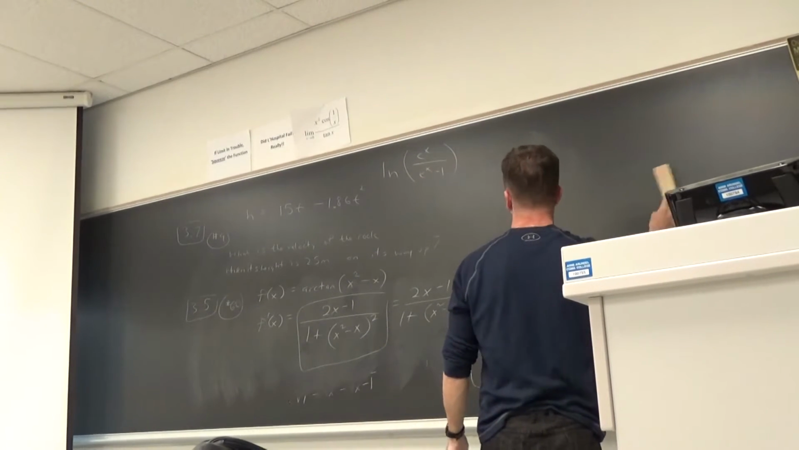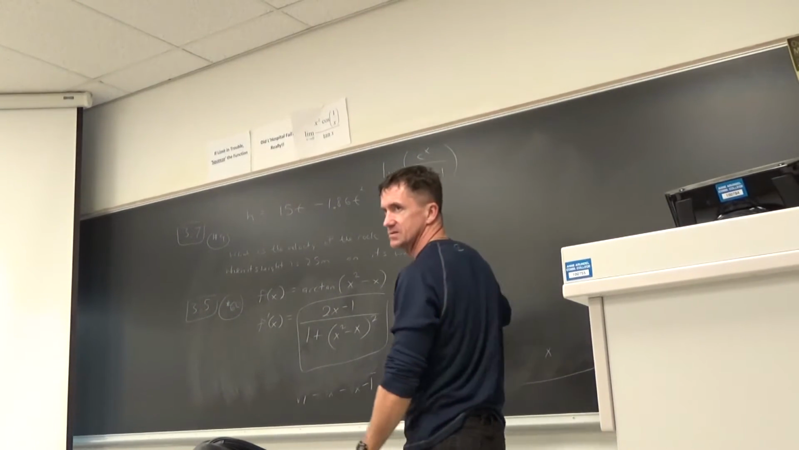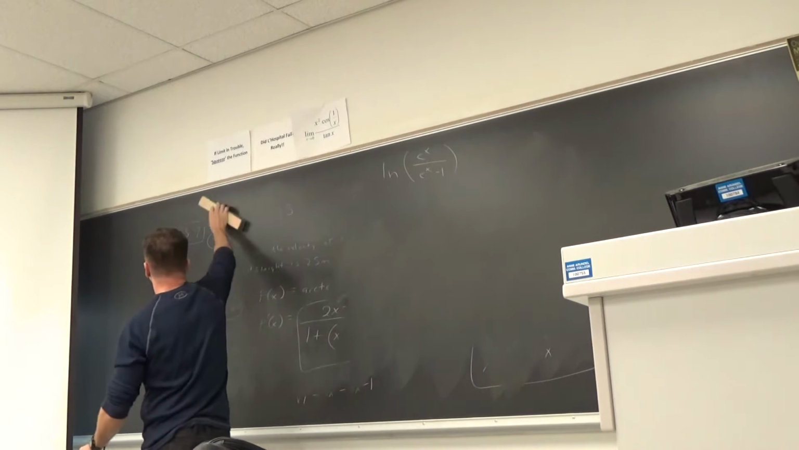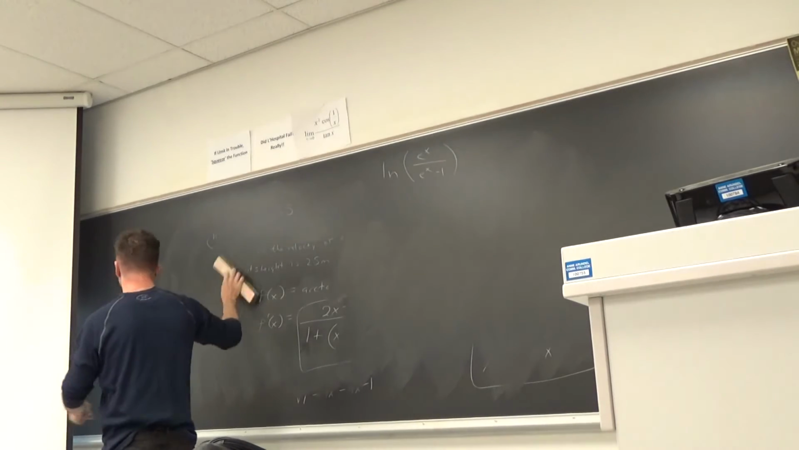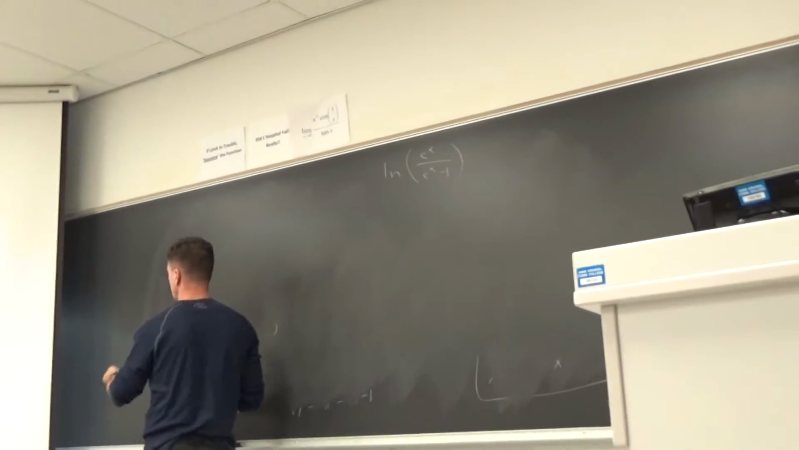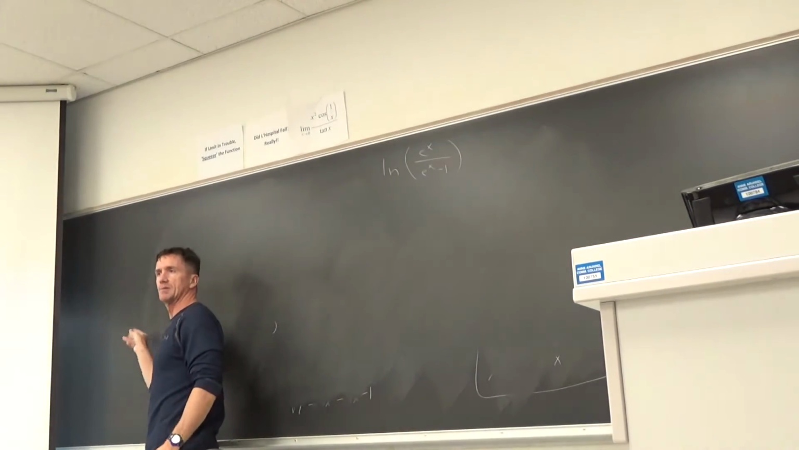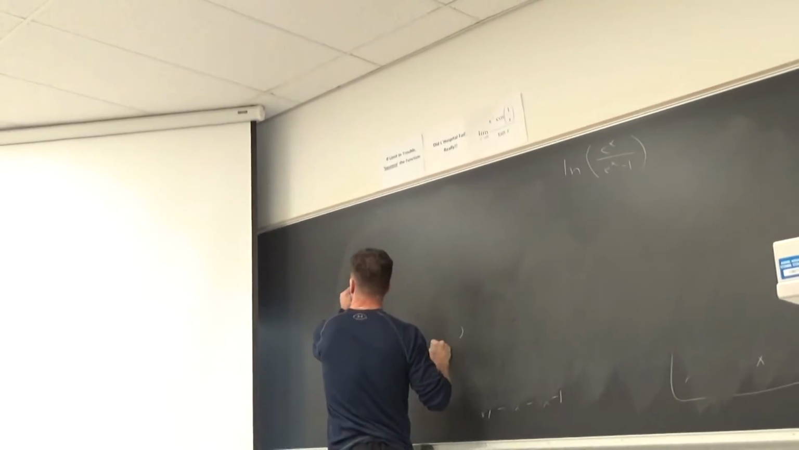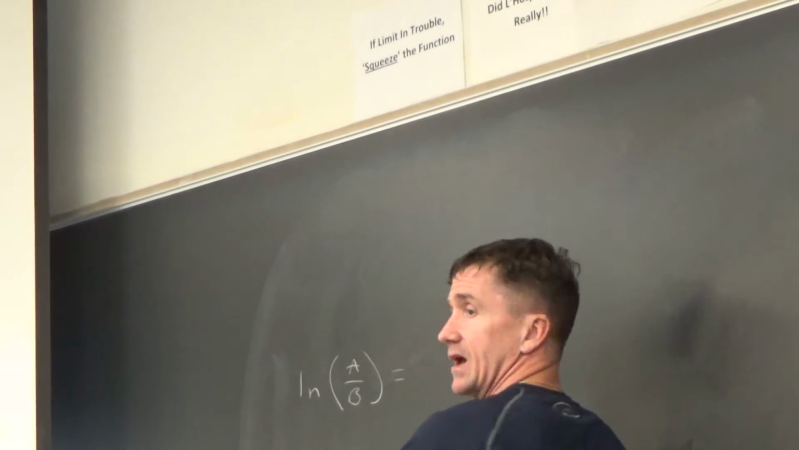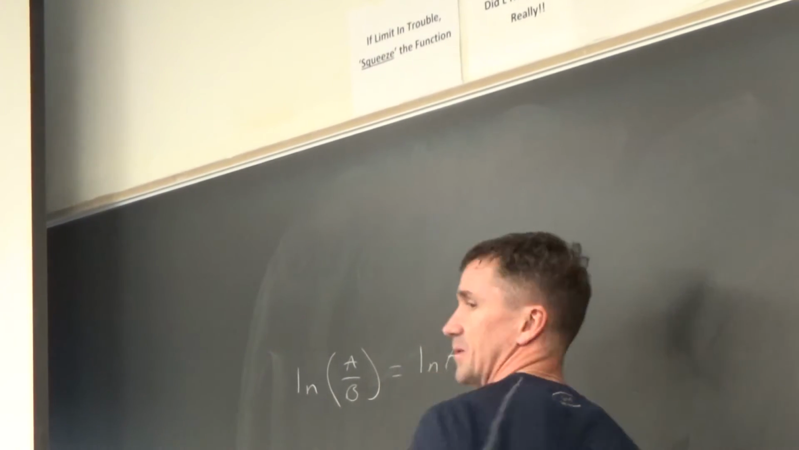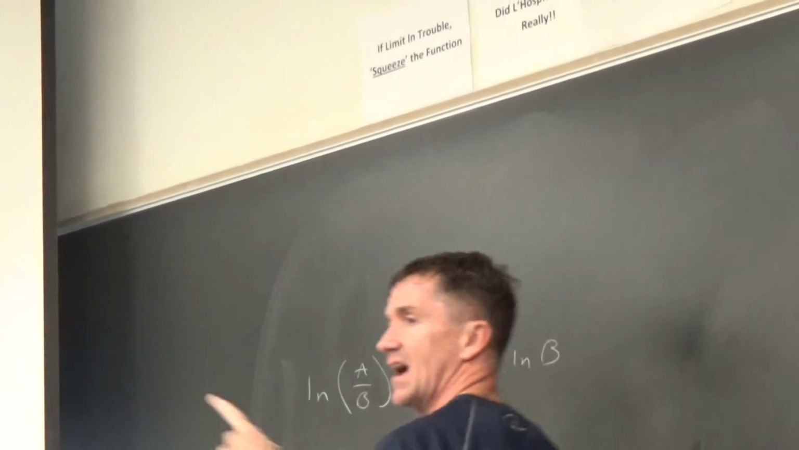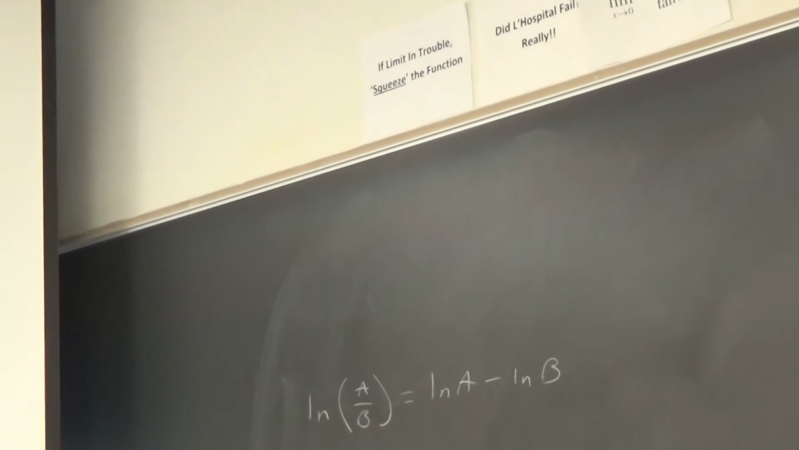First of all, I'm looking at that thing. Do you know any log properties? There are 3 ln properties. One of them is where you can move a power in front. Before I work that problem, you might find that helpful, so let's review pre-calc log properties. There's only 3. The first one: ln of a over b, I can write as natural log of a minus ln b. You might find that property helpful in that problem.